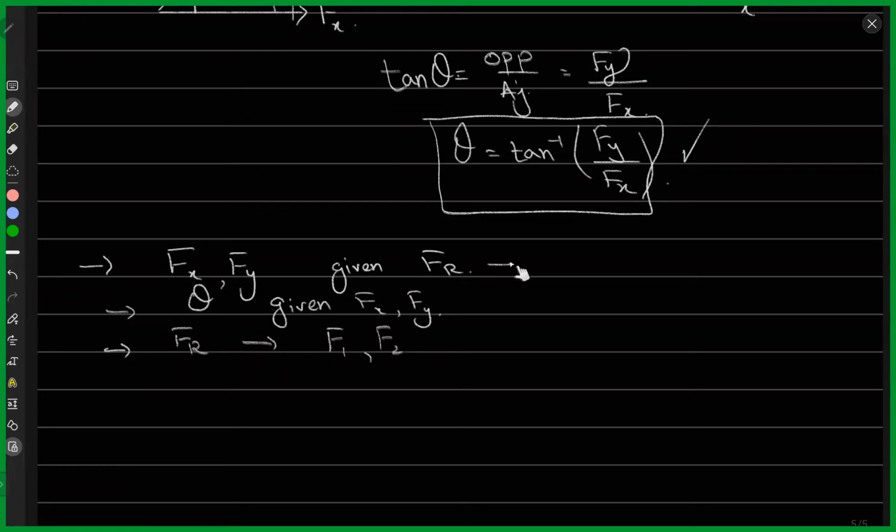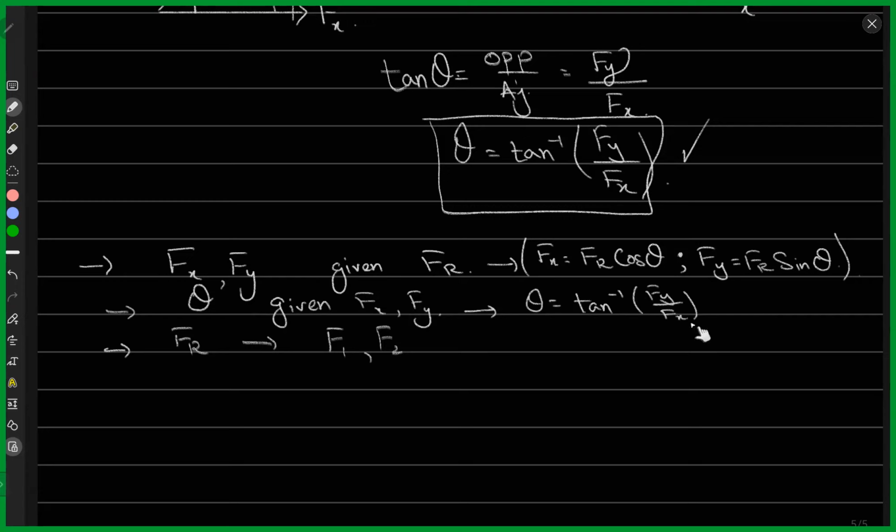So for this thing, it's very simple. We know Fx is Fr cos theta, and Fy is Fr sine theta, right? So I'm just summarizing all these main expressions that we talked about. To find theta given Fx and Fy, it's simply theta is tangent inverse of Fy over Fx. So we have looked at these expressions, where they come from and everything, right? And for Fr, it's very simple. Fr squared is F1 squared plus F2 squared, which comes from the Pythagorean theorem.